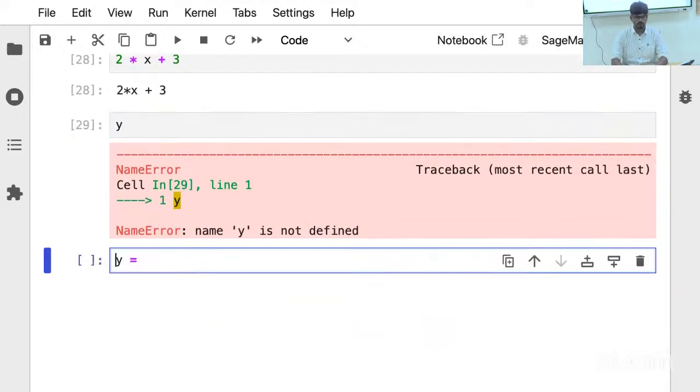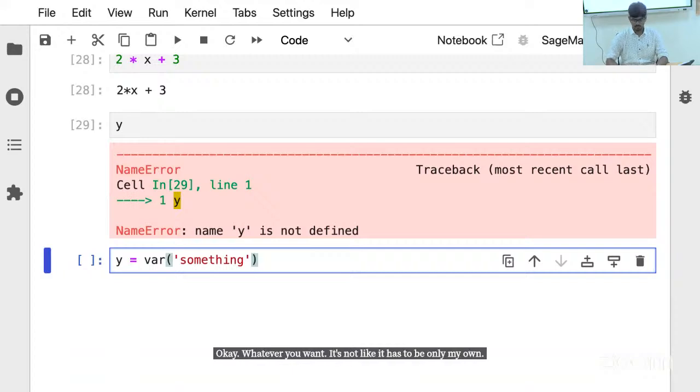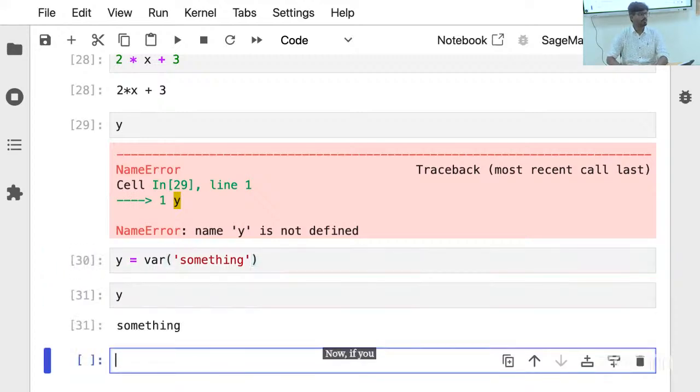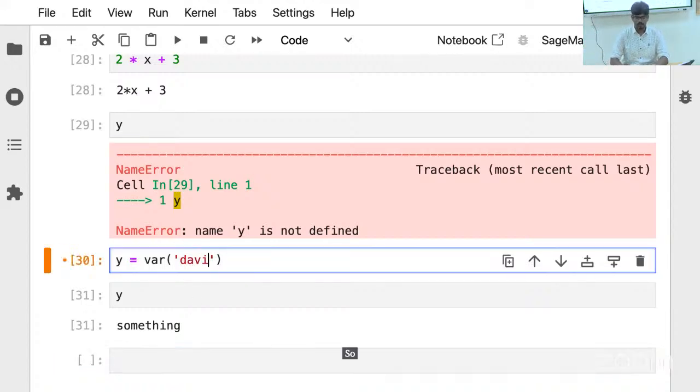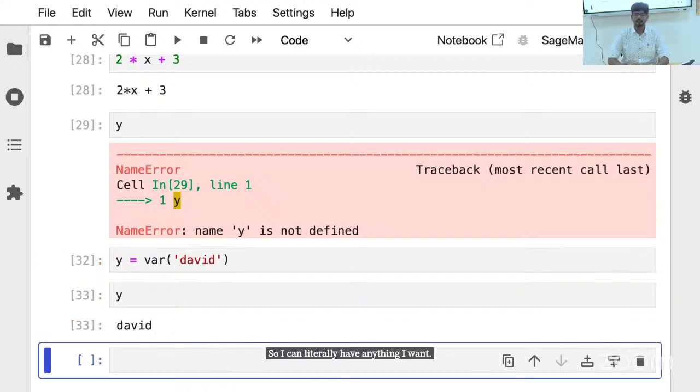What should I do now? I should say Y equal to variable of something. Whatever you want. It's not like it has to be only Y. Now, if you say Y, then you can see that Y is nothing but a symbolic expression for another expression called something. So I can literally have anything I want, like for my name, actually. So that means I can do twice of David, thrice of David, square the David, everything is possible, because I made it symbolic.